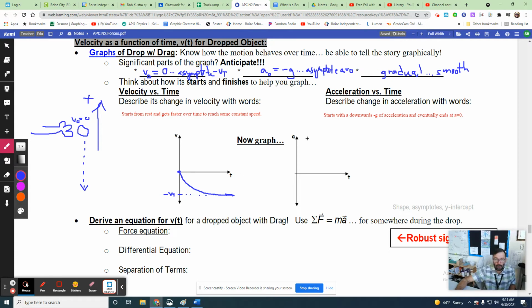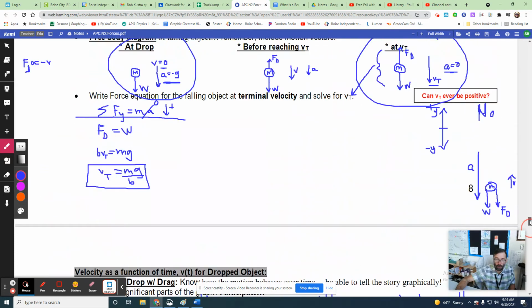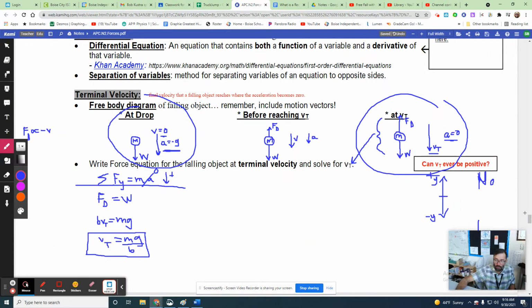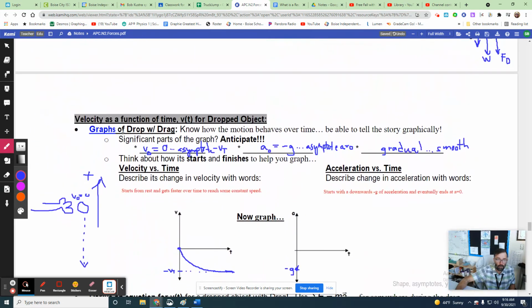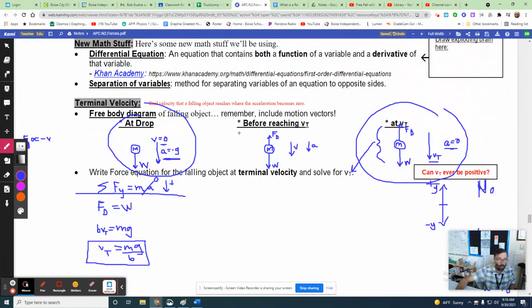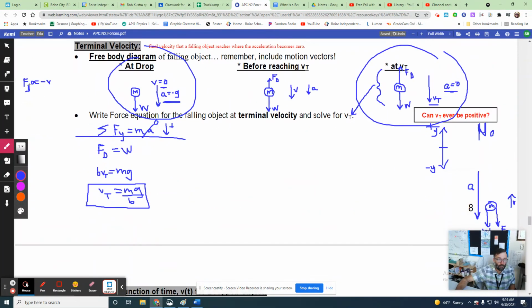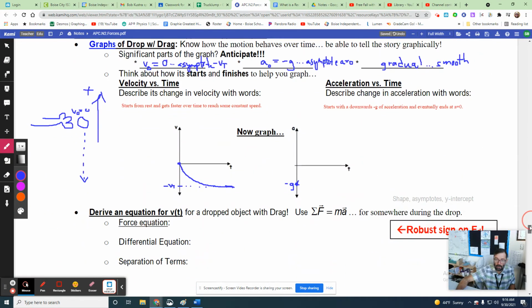Now graph our acceleration graph. Okay, so what does it start with? It starts at a negative g right here. So that's our starting place, right? Up here, right? It starts at a negative g. It goes towards 0. So that's because our forces, as this thing goes faster and faster, remember, our force of drag is proportional to the speed, right? And so it's going to balance out those forces and have the net force go towards 0. Therefore, the acceleration goes towards 0. Something like this.